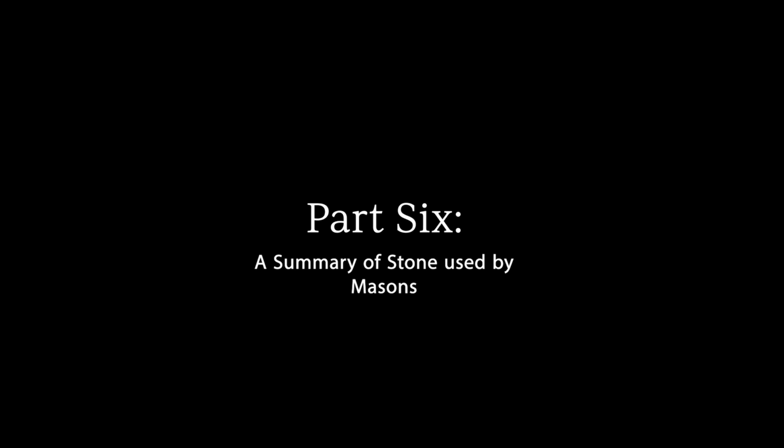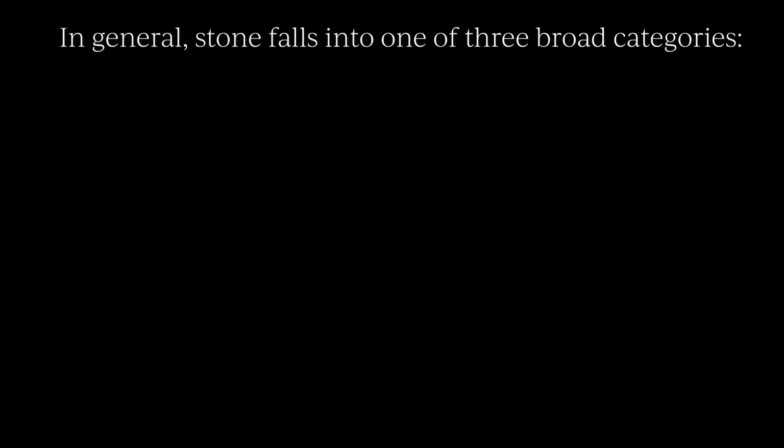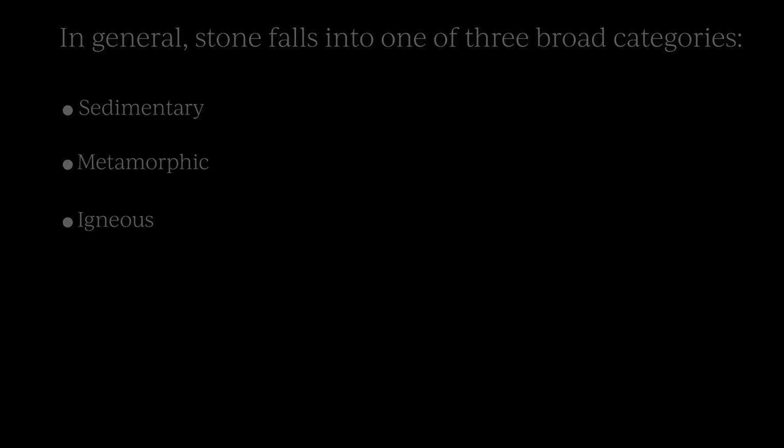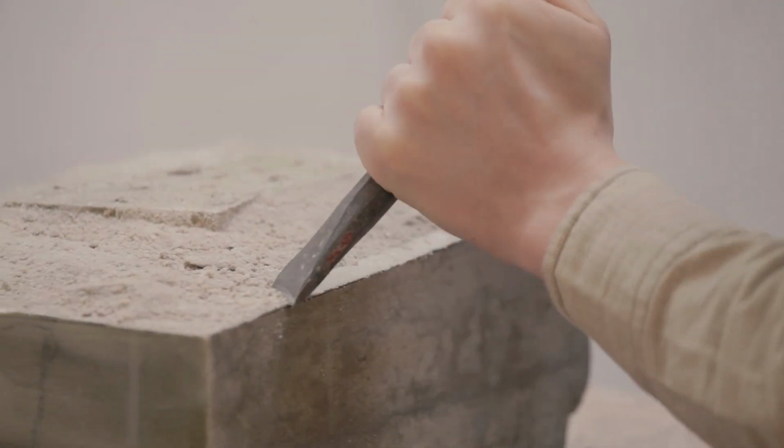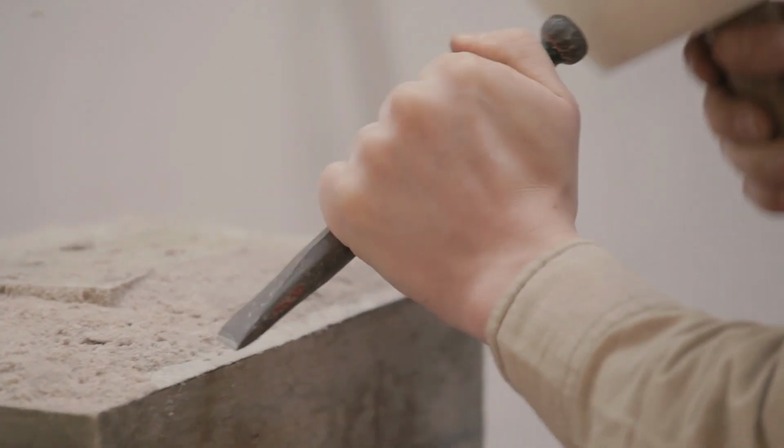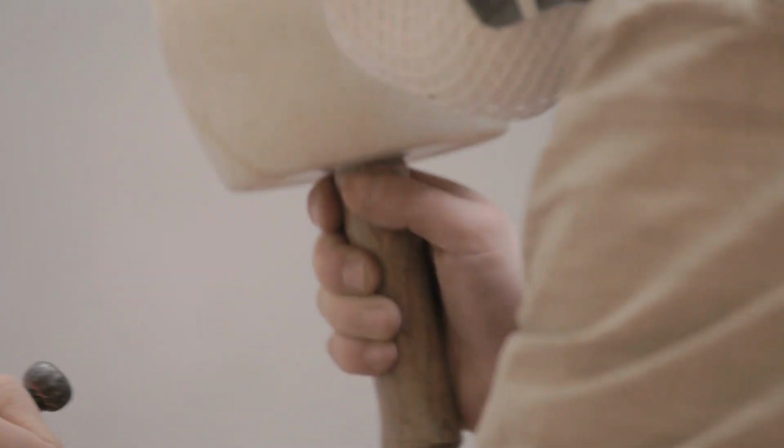A summary of the stone used by masons. In general, stone falls into one of three broad categories: sedimentary, metamorphic, or igneous. Limestone and sandstone are examples of sedimentary stone and are amongst the most commonly used stones for construction.